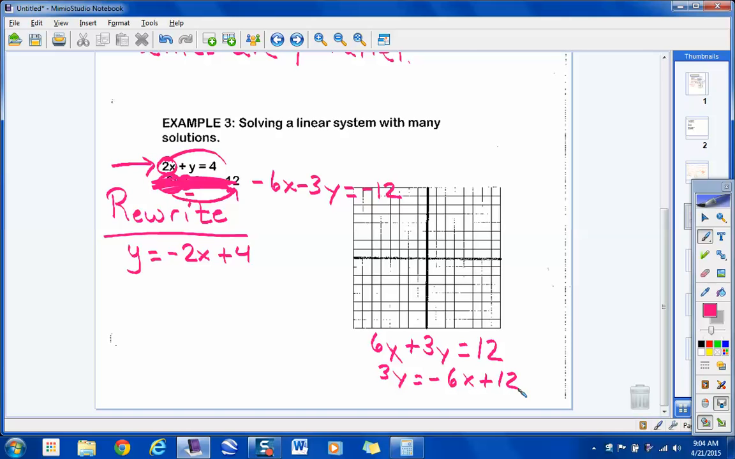Yes. What are you going to have to divide by now? Divide by 3. Okay, let's see what happens this time. This will be better. All right, what are 3's going to do? Cancel. Okay, so we have y. What's the negative 6 divided by 3 here? So negative 2x. What's the positive 12 divided by positive 3 right here? Positive 4.